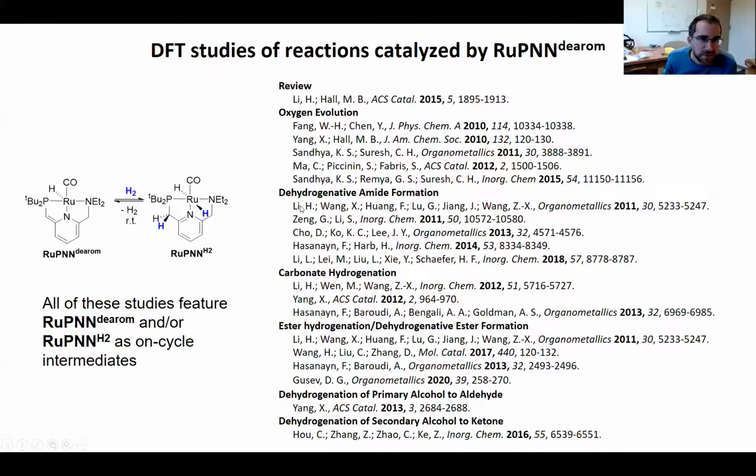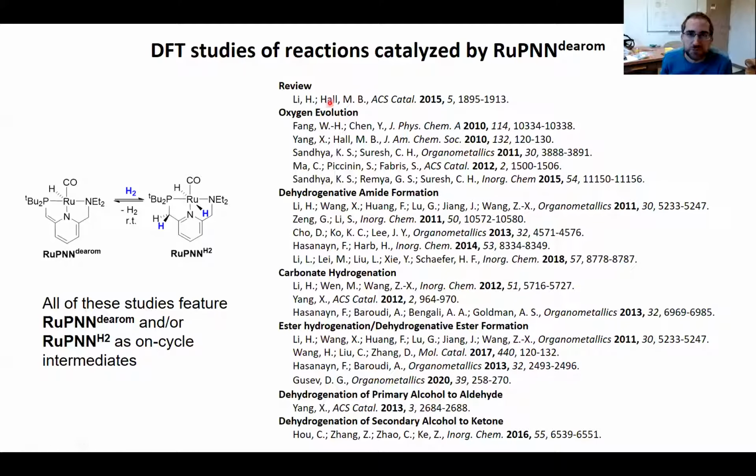So since the original work, there has been a lot of catalytic application of this particular complex, and also a lot of computational study trying to understand how the mechanisms of these various catalytic processes work. And this list of papers here, every single one of these papers is primarily computational, in some cases combined experimental and computational work, looking at the mechanism of various reactions catalyzed by Milstein's catalyst.